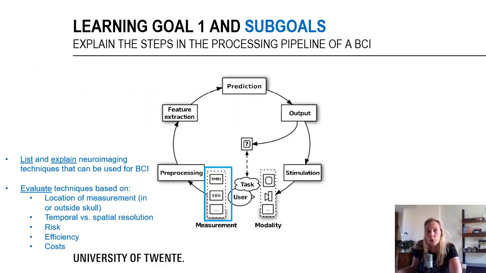Today I want to start to teach you about the sub-goals that we need to learn before you can think of such brain-computer interface applications. And for the measurement part, I want you to be able to list and explain neuroimaging techniques that can be used for brain-computer interfaces. And I also want you to be able to evaluate the techniques based on the location of the instruments, the temporal versus spatial resolution, the risk, efficiency, and the cost. Let's do this.